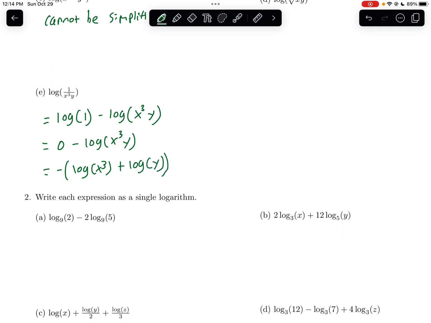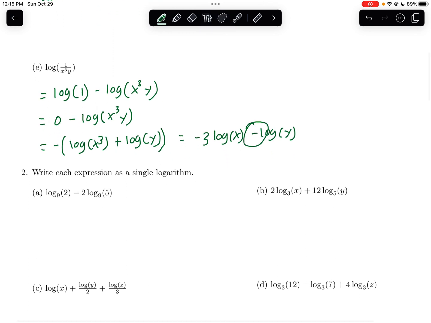And notice I've kept the negative sign out front. You can't factor it in, because now that we're adding, we would have to fully factor that out. And so this is negative 3 log x minus log y. You can put the negative 3 in front and it just becomes negative. And the negative sign stays here because it was being distributed to both.